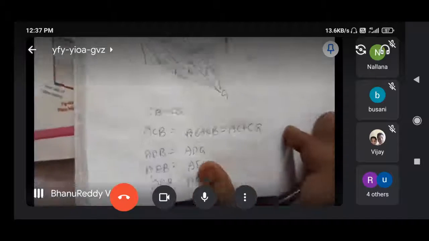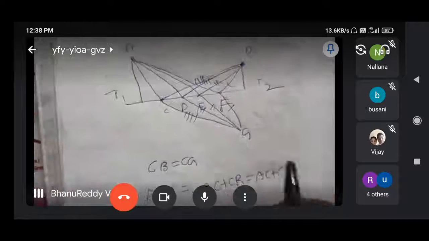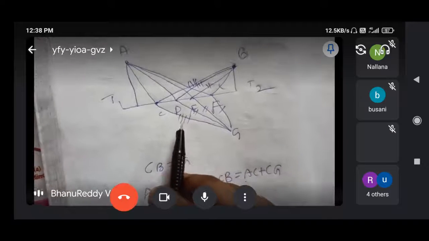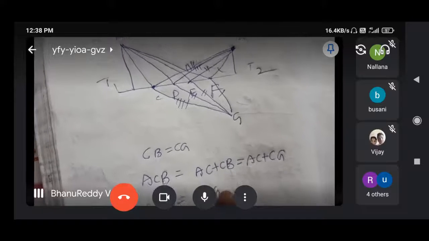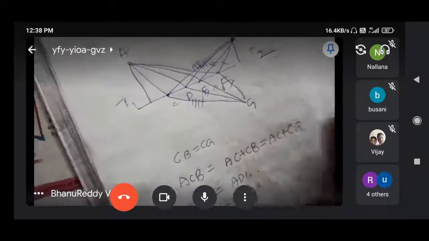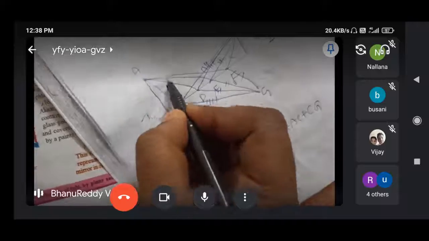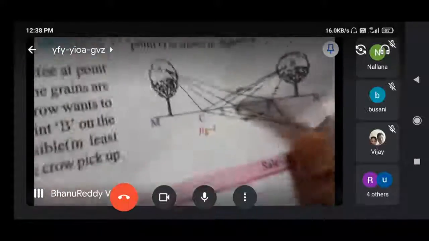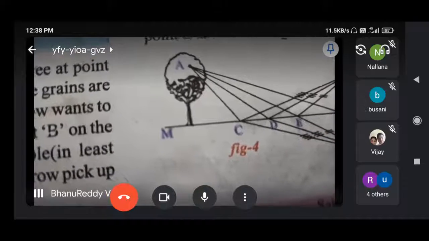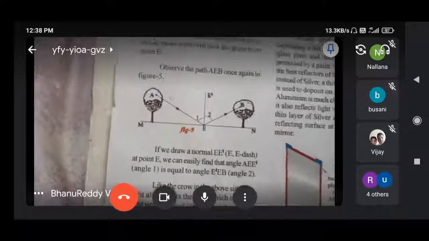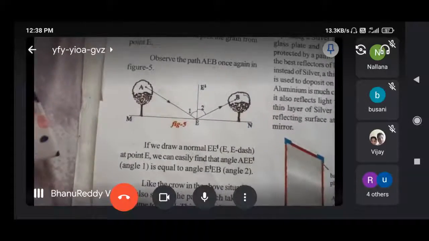Can you understand? Which one is the shortest path among all these? The straight one. Yes? Which one is shortest among all these? AEB is the shortest. Why? Because AEG is the straight line, we can observe in the figure. AEG, straight line path. So, which is the shortest path? That's why the crow will select that path only. AEB is the shortest path.